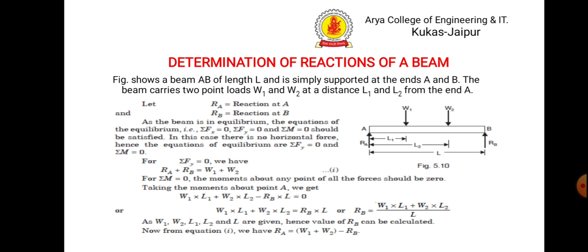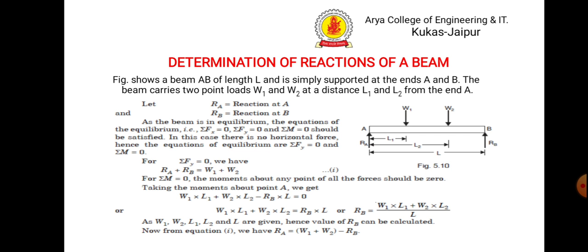As there is no horizontal force in this case, there are only vertical forces, that is W1, W2, RA and RB. So we will apply only two equations: summation Fy equals 0 and summation M equals 0. For summation Fy equals 0, all vertical upward forces equal all vertical downward forces. So RA plus RB equals W1 plus W2, which act vertically downward. Then summation M equals 0, that is moment about any point. You can choose any point, either A or B. Here we choose point A.